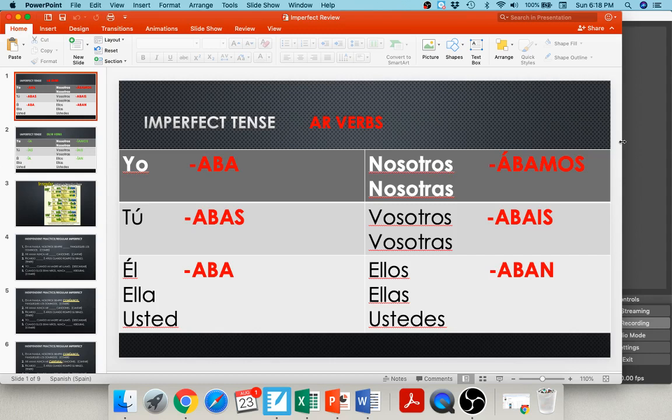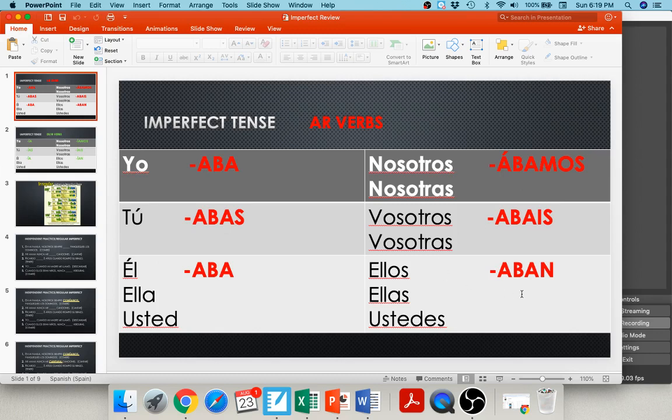Let's first talk a little bit here about how to conjugate in the imperfect tense. As you know, in Spanish, all of our verbs end in AR, ER, or IR. We're going to begin by talking about AR verbs. So, when conjugating an AR verb in Spanish, you're going to remove the AR. And for your imperfect endings, you're adding back aba, abas, aba, abamos, abais, and aban.